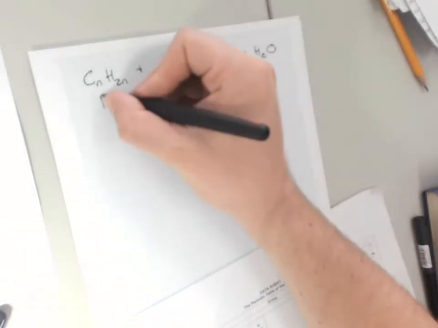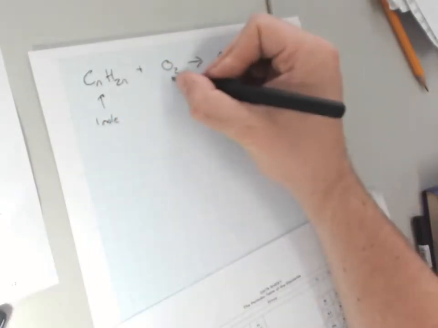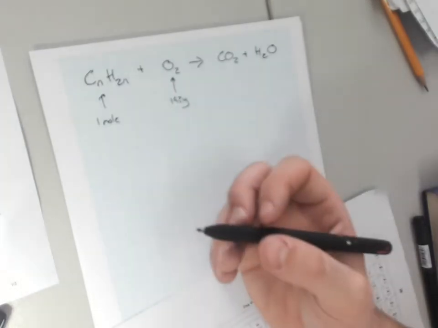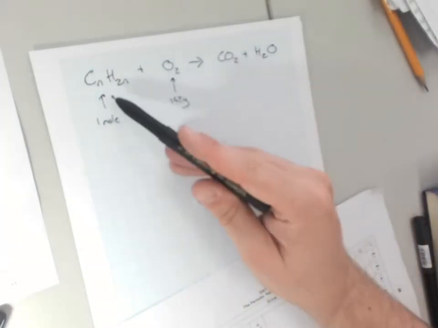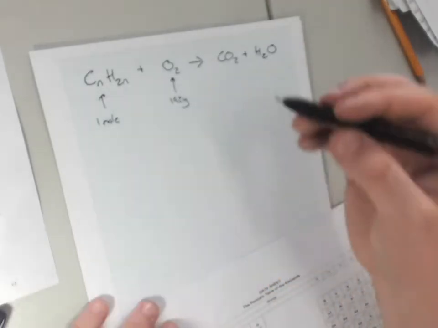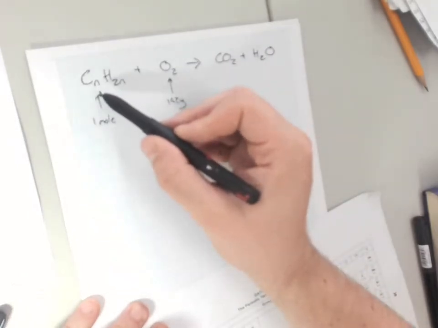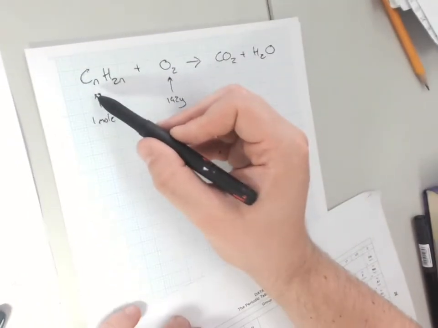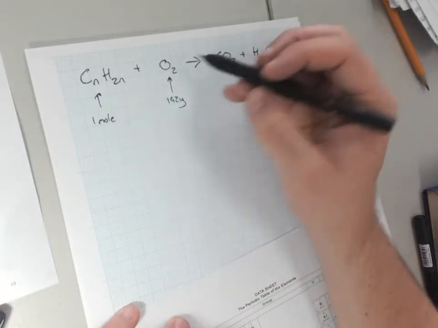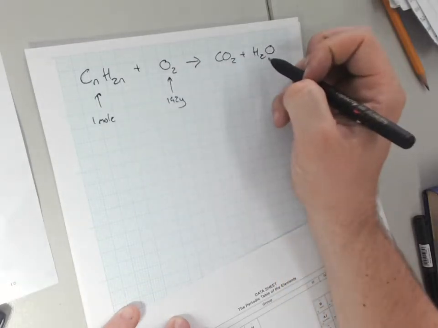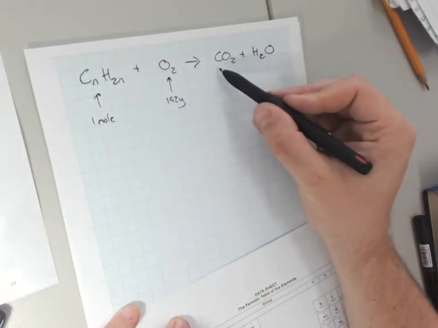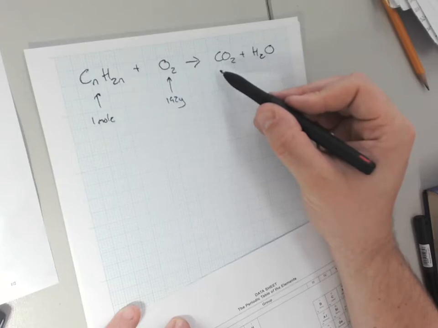Now, it tells us that we have 1 mole of this, and it tells us that we have 192 grams of oxygen. What we can't do is balance the equation because we don't know what n and 2n are. Or can we? We can balance the equation a little bit. All the carbon in the hydrocarbon becomes carbon dioxide, and all the hydrogen becomes water. So the number of carbons is also going to be the number of carbon dioxides, because all of it goes over.